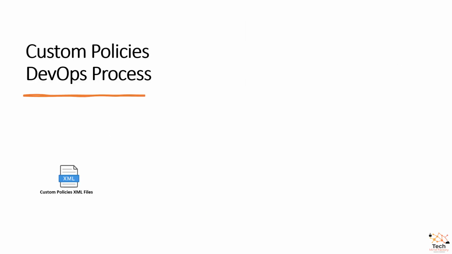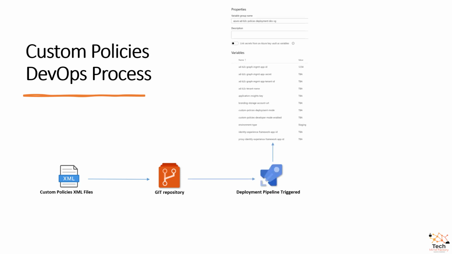Okay, so let's talk a little bit more about the custom policies DevOps process. So we have custom policies XML files, obviously. Those files are stored in the Git repository where we can check them out and modify them, and this is a standard process. And once we push something to the Git repository with changes to custom policies, then the deployment pipeline is triggered.